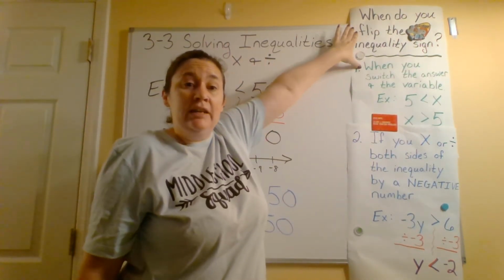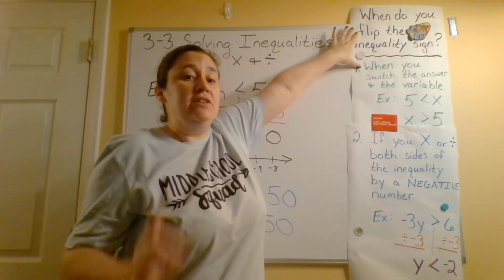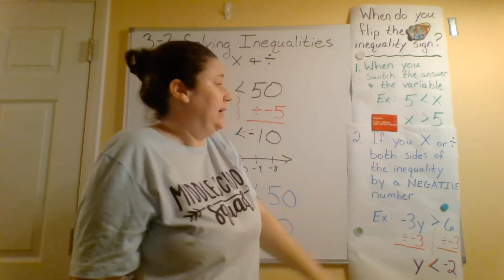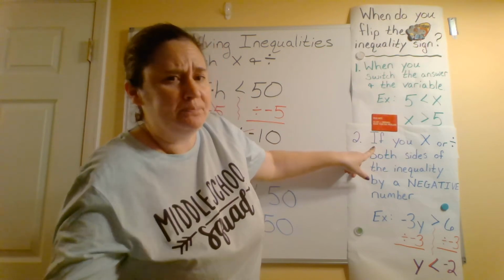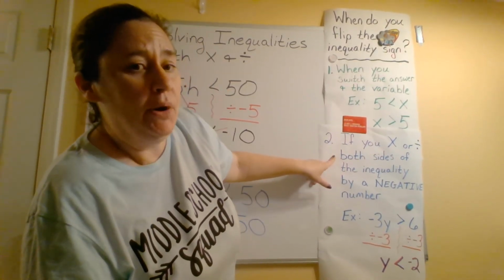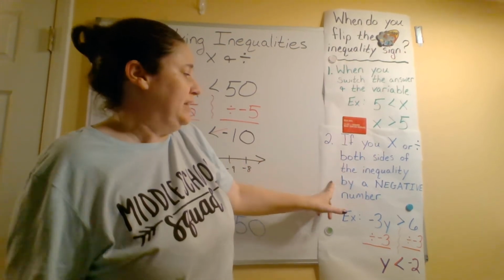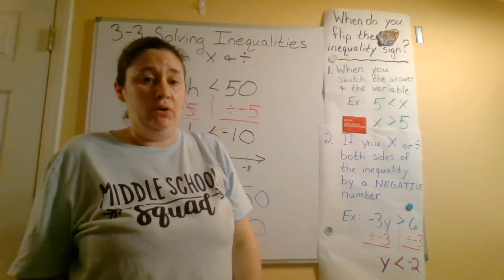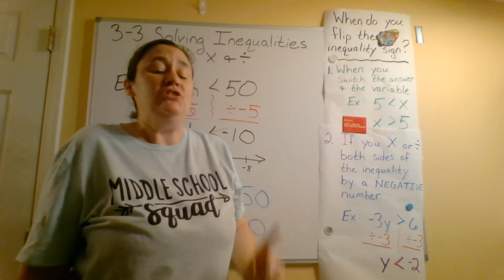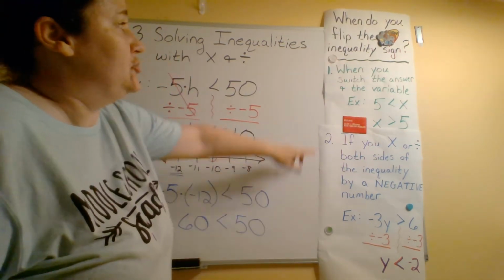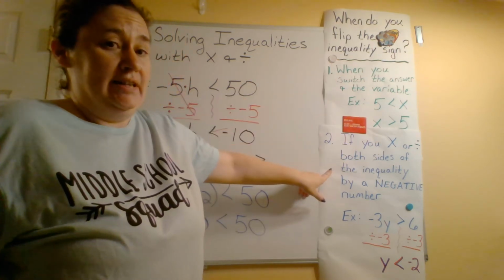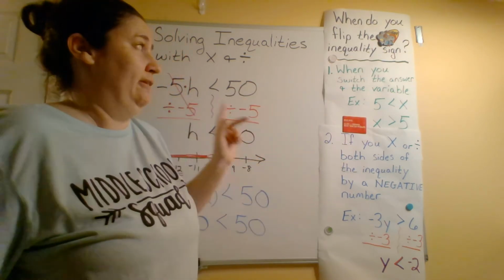When do you flip the inequality sign? There's another circumstance when we have to flip the inequality sign. If you multiply or divide both sides of the inequality by a negative number, you have to flip the inequality sign. I want you to take a minute and write that down. Make sure you have this rule written down. Take a minute and write them down, and I'll read them both.